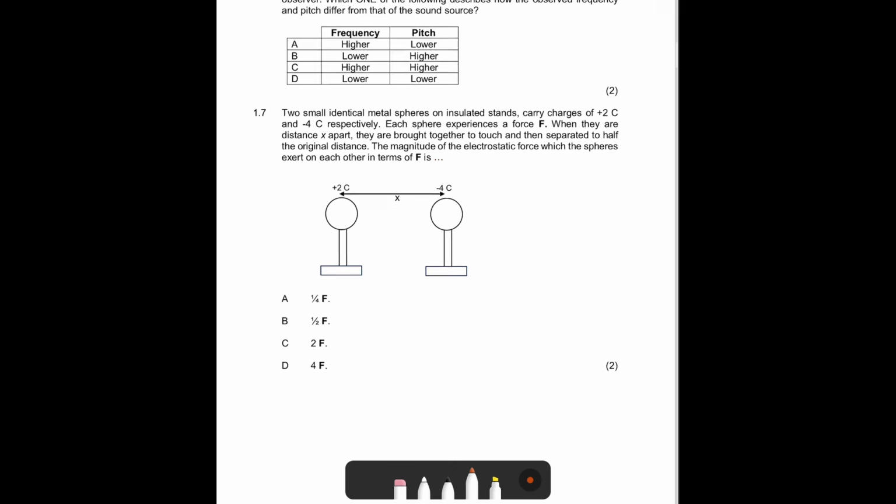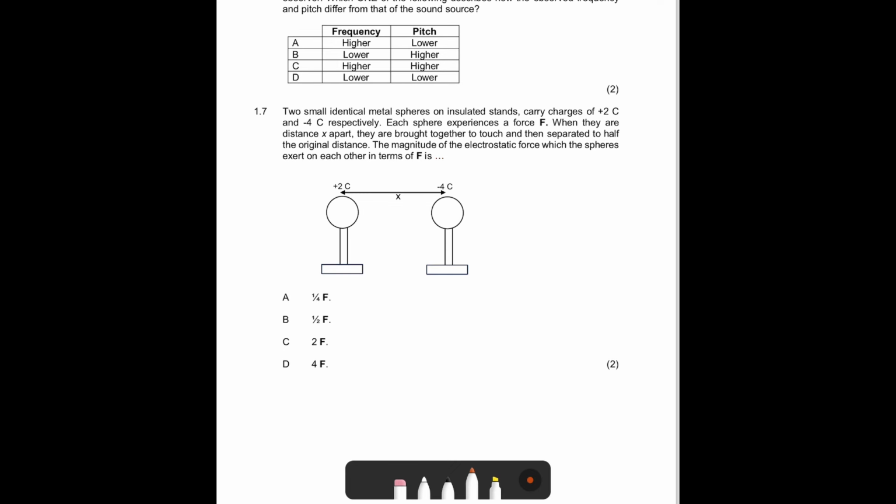1.6 is the Doppler effect. It says a police car with a siren on moves at constant speed towards the observer. Do you know towards is going to be plus or minus in the formula? Which one of the following describes how the observed frequency and the pitch differ? Now, the frequency and the pitch are directly related. So if the frequency increases, the pitch increases. They have a direct relation.